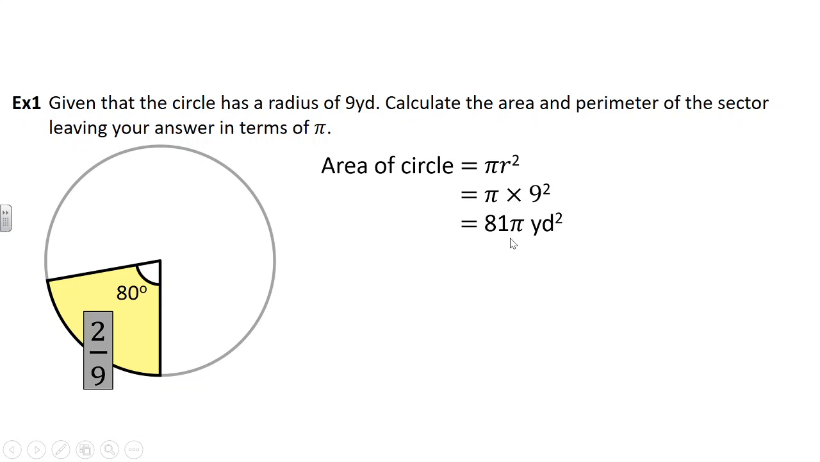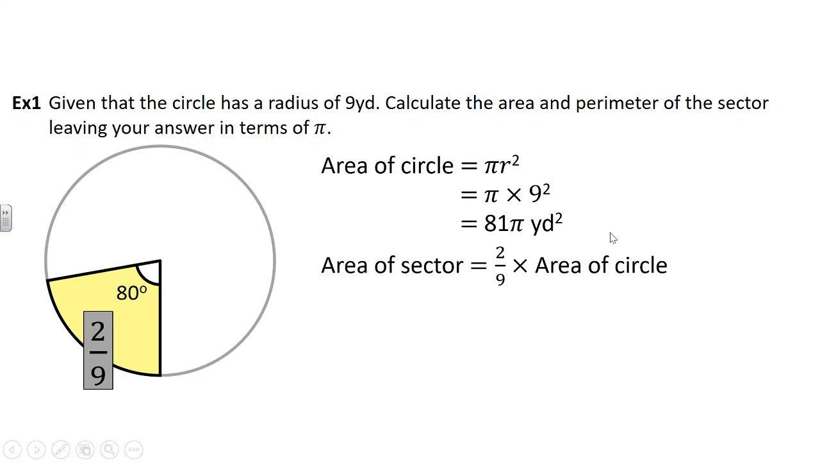So we're going to replace radius with 9. So we do pi times 9 squared, which means the area, if it was a full circle, would be 81 pi yards squared. Okay, but we don't want the whole circle, we want the sector. So you need to multiply your previous answer, the area of the whole circle, by the fraction of the circle you're interested in.